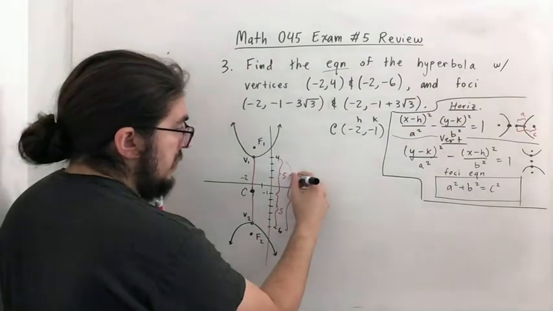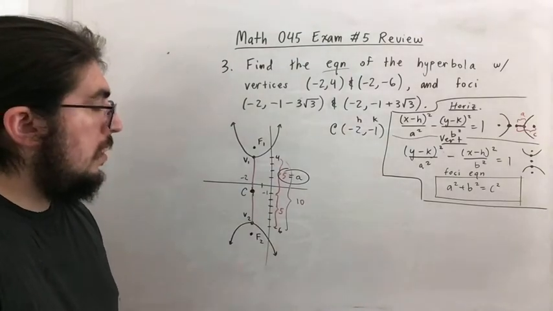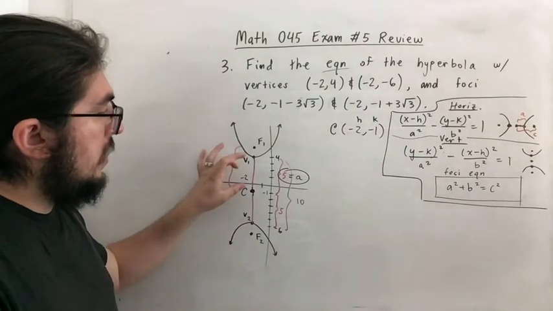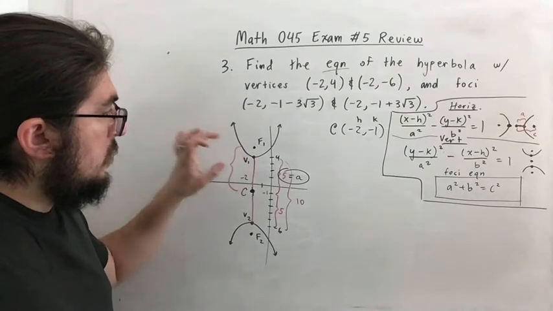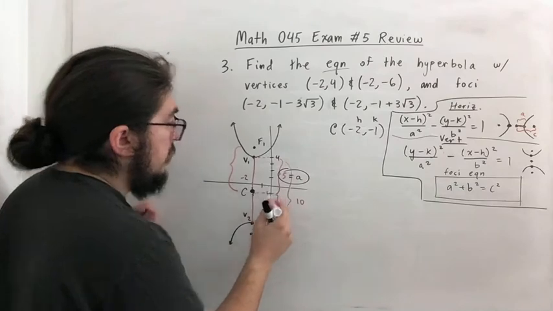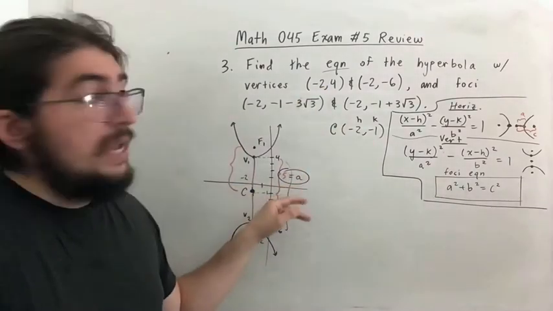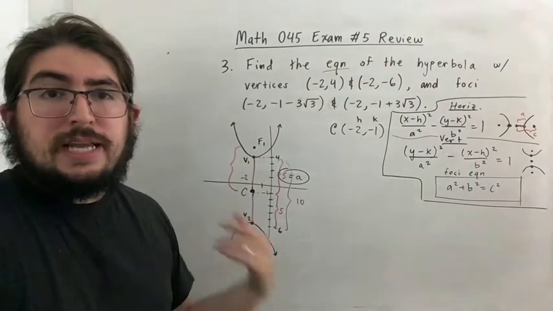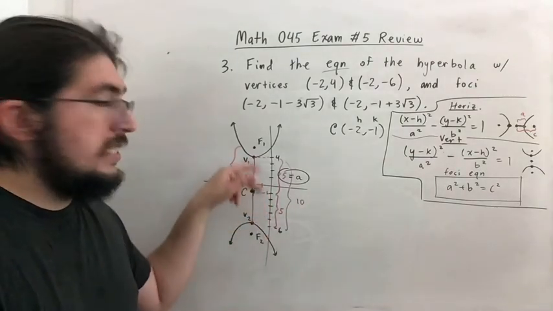A is actually this guy, it's 5. It's the distance from the center to a vertex. What about the distance from the center to a focus? Well, if you notice here, all we've really done to find this distance is subtract the y value of the center from the y value of the vertex. If you think about it, 4 minus negative 1 is 5, and negative 1 minus negative 6 is negative 1 plus 6, which is also 5. So basically you do top y value minus bottom y value to get the distance between them.